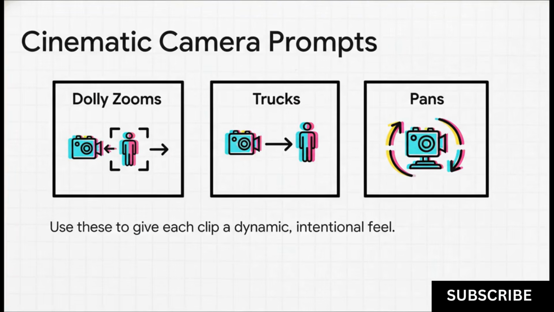And with that control, you can really start to elevate your animation. This is where you get to play director. Specifying professional camera moves makes your video feel so much more intentional and cinematic. So instead of just saying animate, try prompts like a dolly zoom to slowly move in on a character's face, a truck to move sideways with them, or a pan to reveal a beautiful landscape.